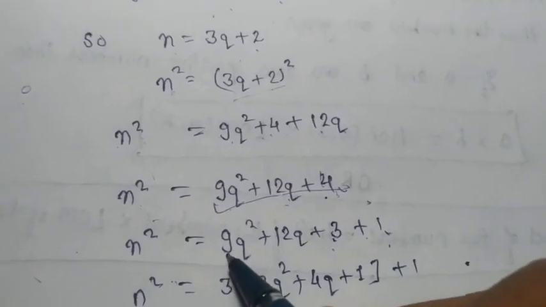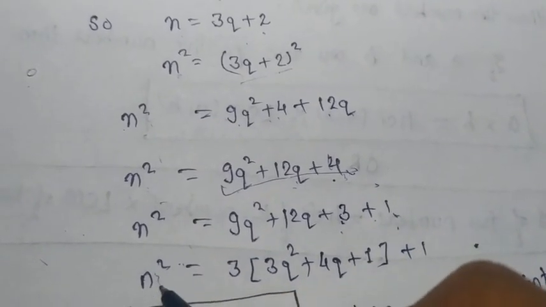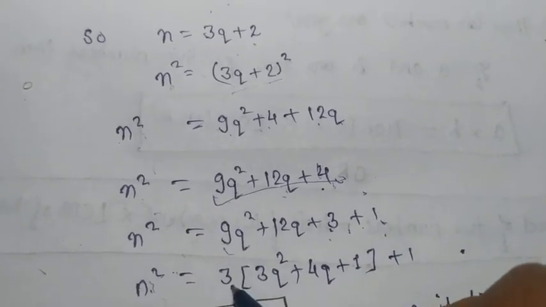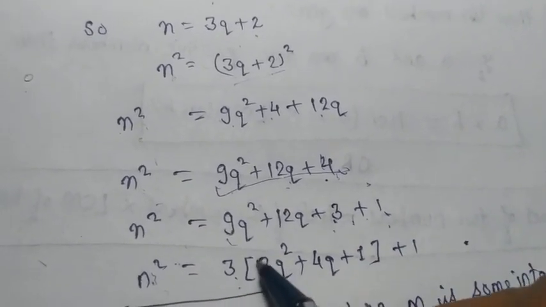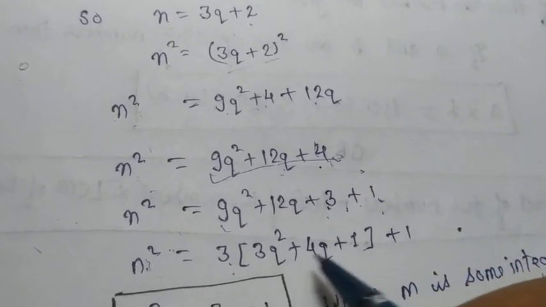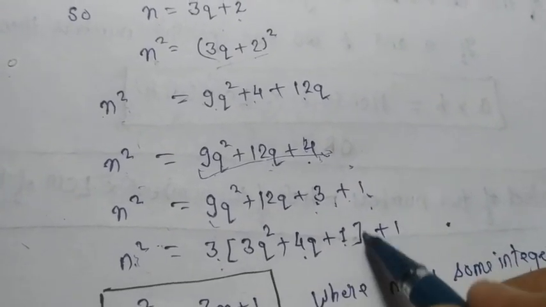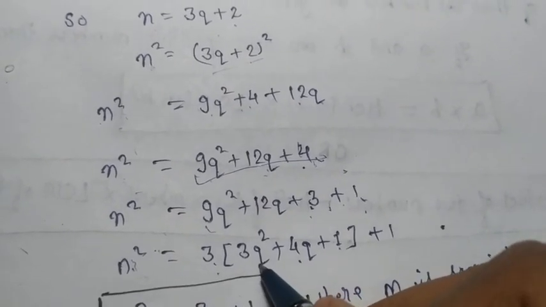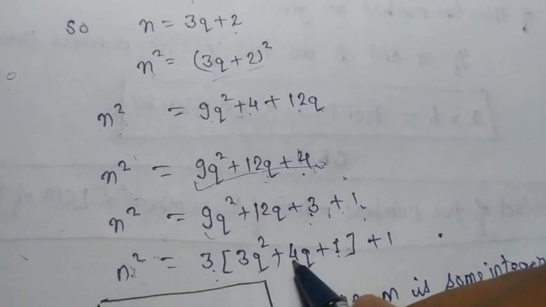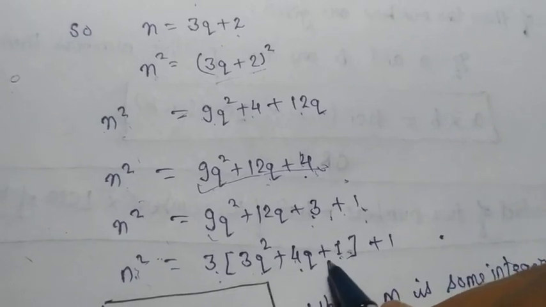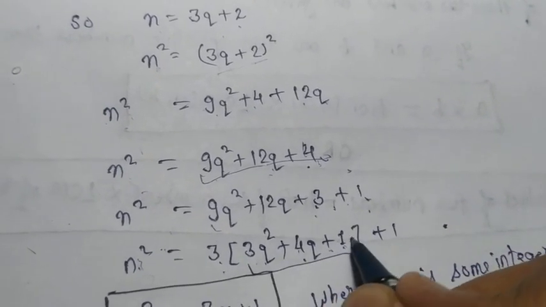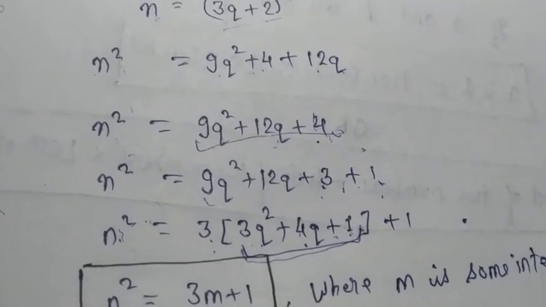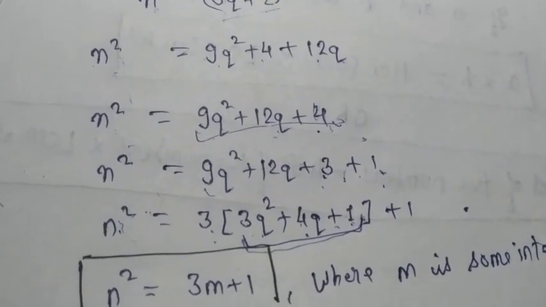Now it will always be n square only. Now see, in this we can take 3 as common, so when you take 3 as common, 3q square plus 4q plus 1 in bracket will be left, and plus 1. Now students, because q is an integer and all the terms associated with it are also integers, this whole quantity will be an integer. You can check it for any values of q, as I have mentioned in the previous part also.